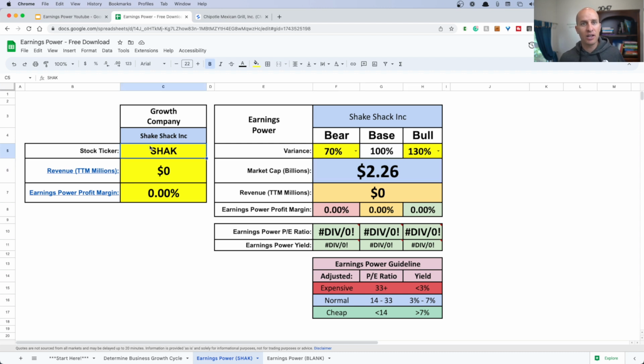Now, after we confirm that it's in the right stage, and we put in the ticker, the next thing we have to do is answer this question: how much revenue did Shake Shack make over the last year, over the trailing 12 months, or the TTM?